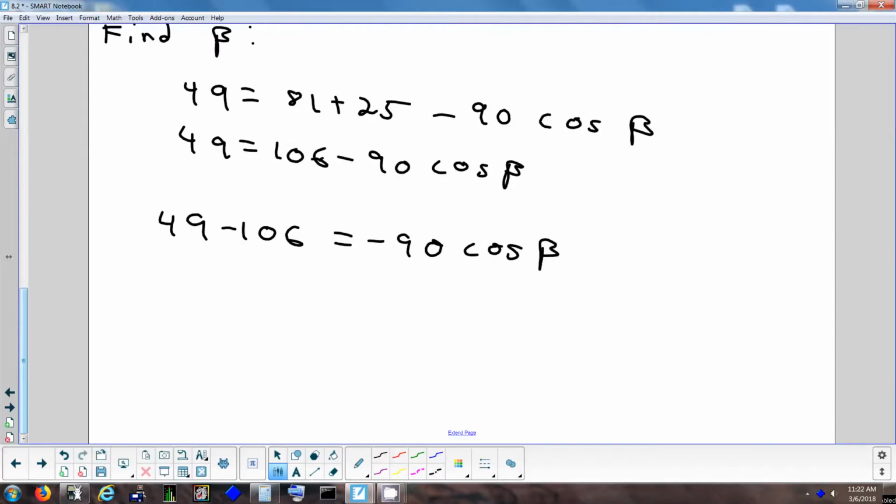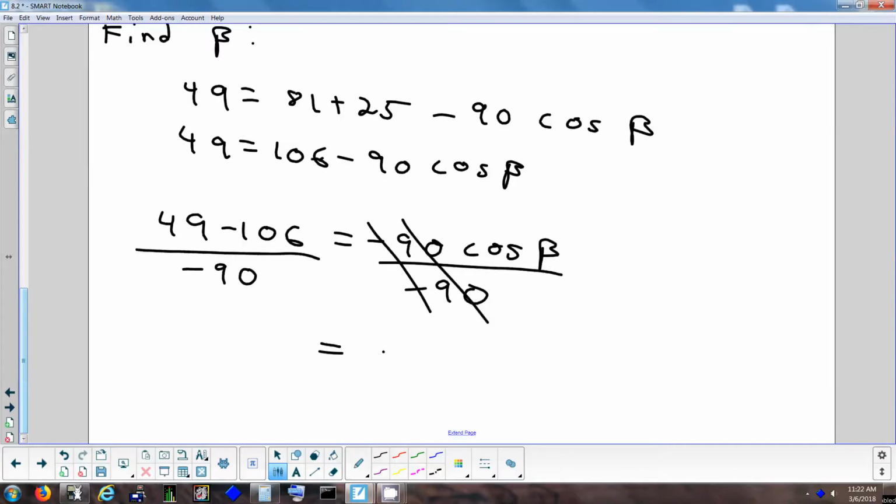And next step. Divide by negative 90. So we're just going to divide that by negative 90. Again, I'm not even going to figure out what it is. But the last thing I need to do to get rid of cosine is inverse cosine. So I kind of saved a little time by not doing this calculation out. I do need to type it in now.